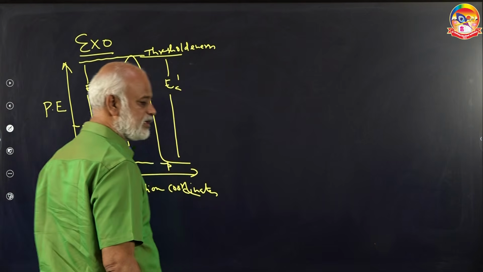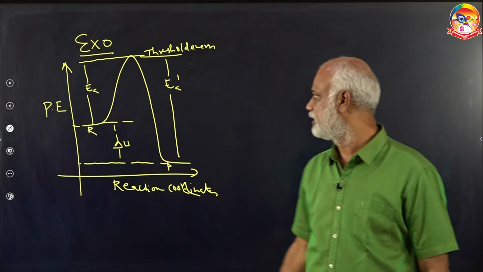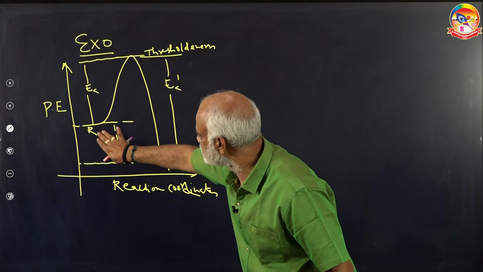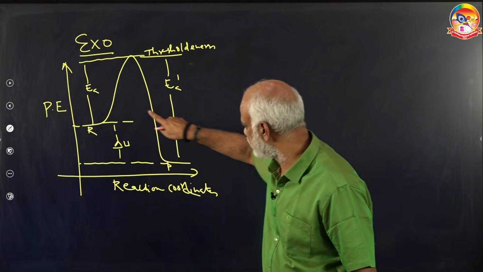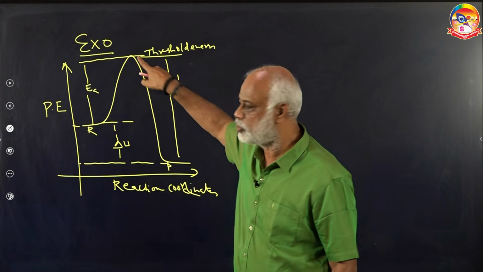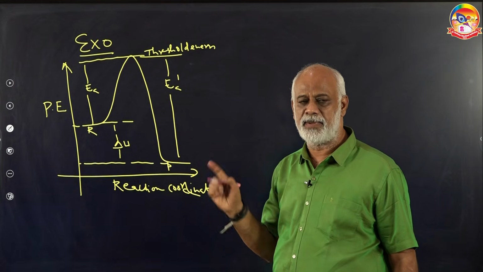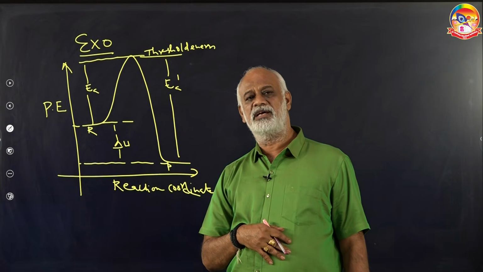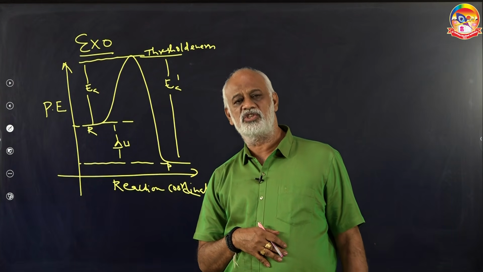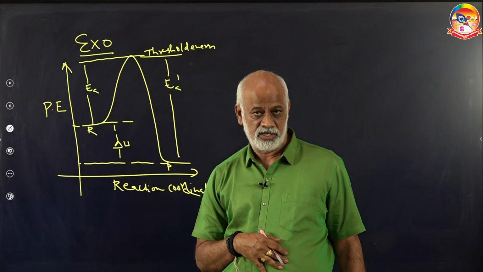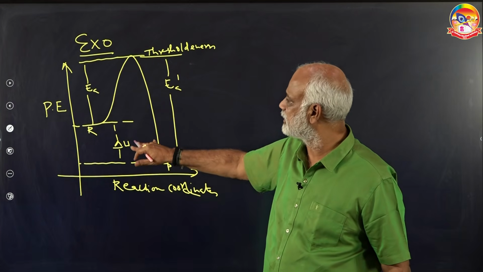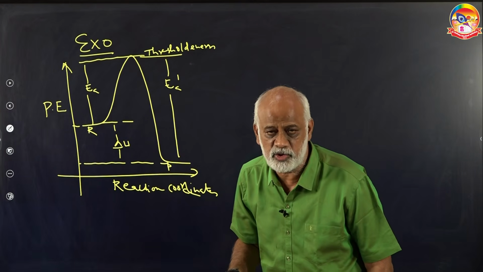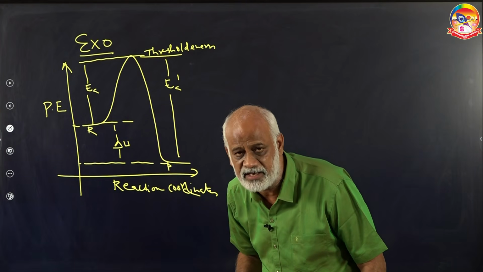This is for exothermic. So, let me be very clear. What are they? This is the energy of the reactant, this is the energy of the product. A reactant can get converted to product only when it can cross that barrier. The maximum energy that it has to attain is called threshold energy. Then what is the energy that it has? R. What is the energy that it has to attain and achieve to cross the barrier?